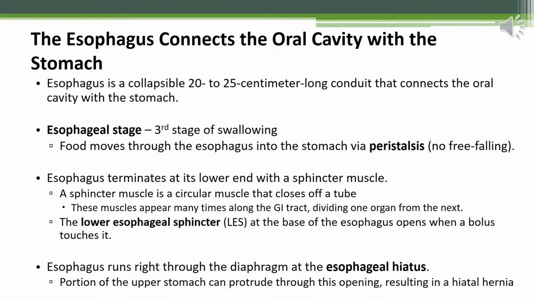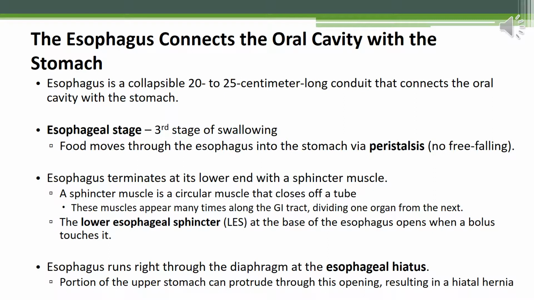The esophagus is simply just the tube which connects the oral cavity to the stomach. And this is a collapsible tube which is 20 to 25 centimeters long and is a conduit that connects the oral cavity with the stomach, like I said. And now we're going to talk about the third stage of swallowing, which is called the esophageal stage. And this is where food moves through the esophagus into the stomach via peristalsis. And there's really no free falling of food into the stomach because we use these peristaltic waves to just move the food down the esophagus so it can enter the stomach.